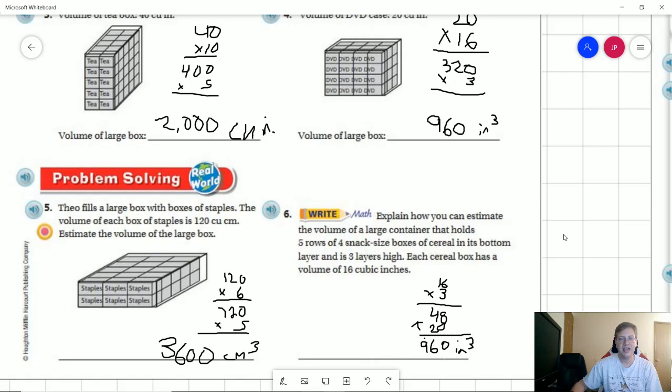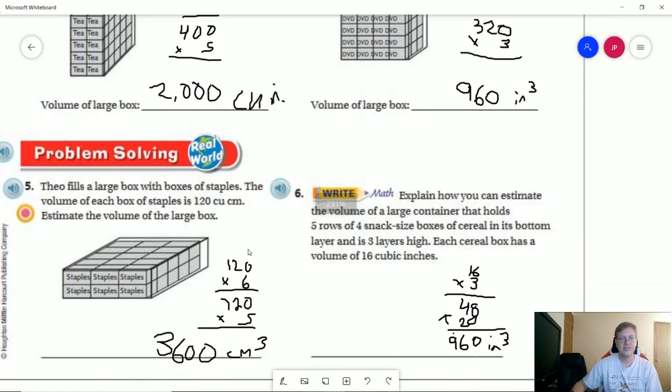For number 5, I chose to, again, do the same thing. So 120 cubic centimeters times 6 boxes in the front gives us 720. We are 5 layers deep. That total is going to give us 3,600 cubic centimeters.